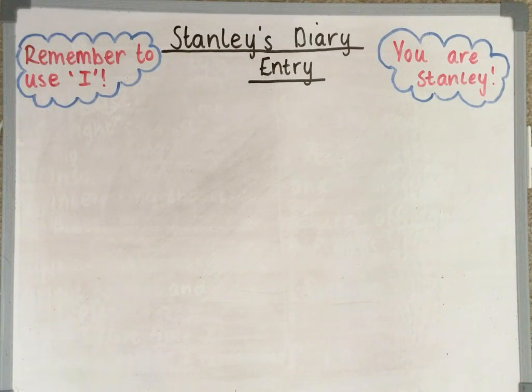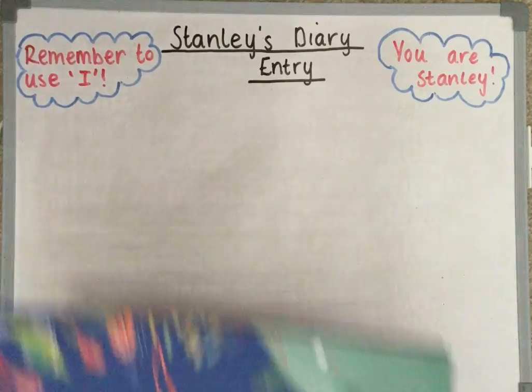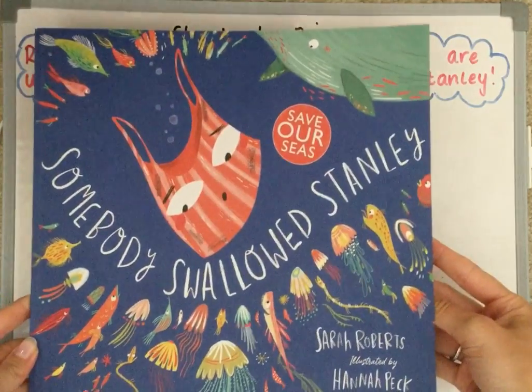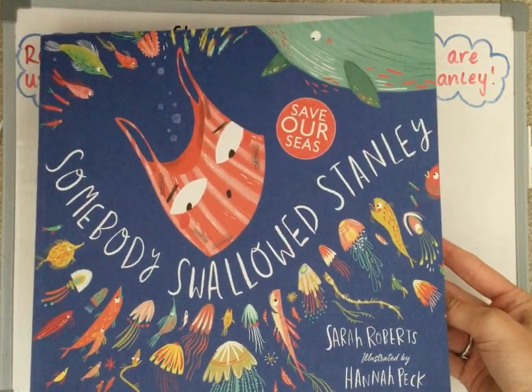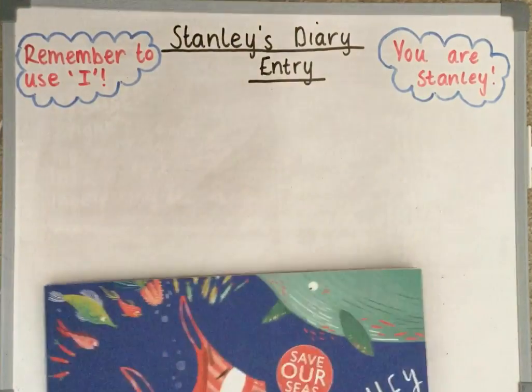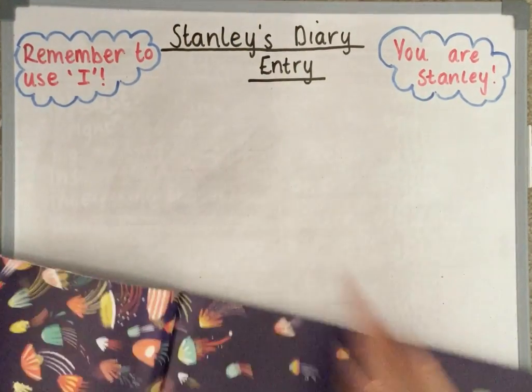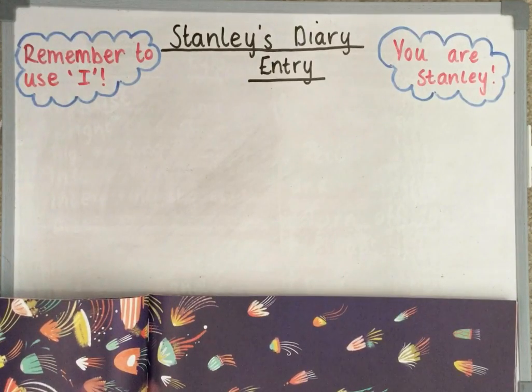Righto, class 2. This week, our story of the week and our learning is based on a book called Somebody Swallowed Stanley by Sarah Roberts and illustrated by Hannah Peck. Now, your job for one of your language activities is to write a diary entry pretending that you are Stanley. So imagine that you are the stripy carrier bag that is on a journey through the sea, okay?